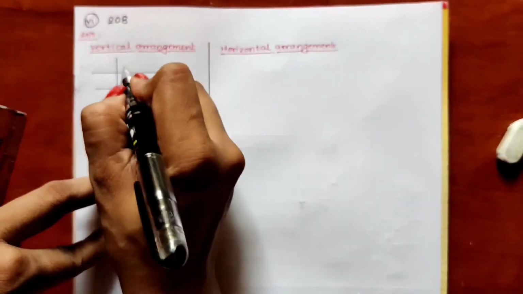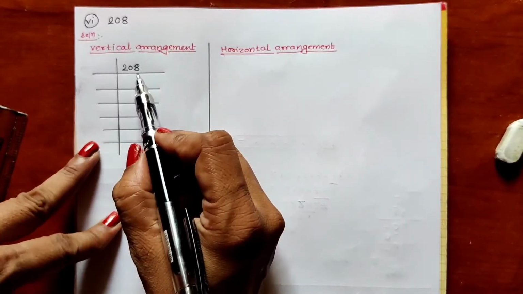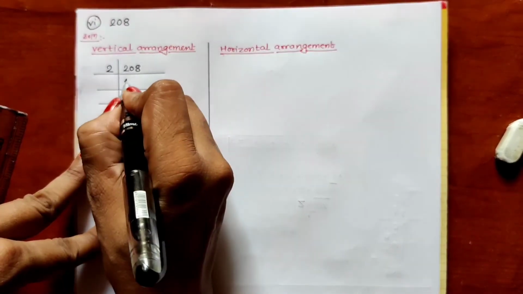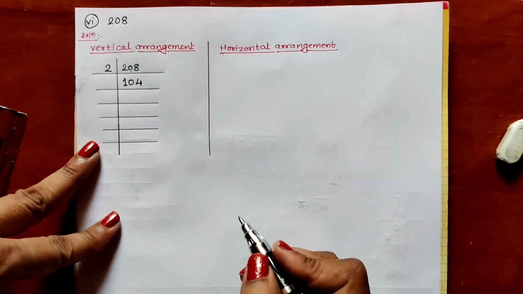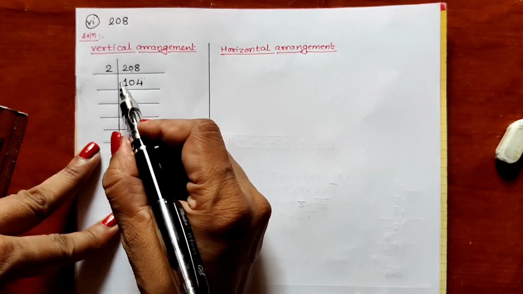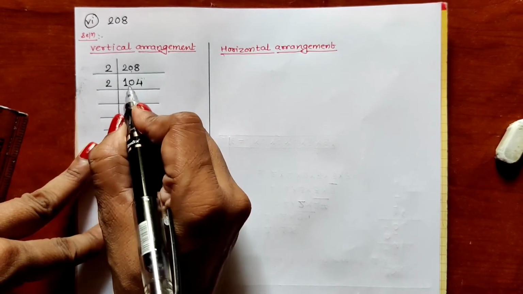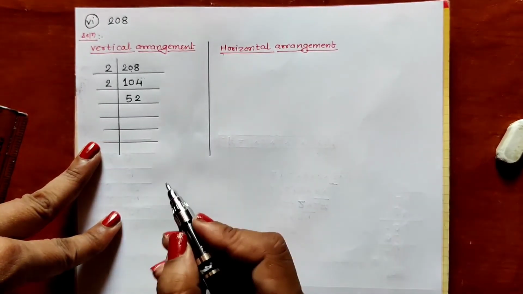Next number is 208. 8 is there in the unit place. That means this is an even number. It is divisible by 2. 2 ones are 2, 2 zeros are 0, 2 fours are 8. It is that much simple. Again 4 is there in the unit place. That means this is an even number. It is divisible by 2 again. We will divide 104 by 2. 2 fives are 10, 2 twos are 4.